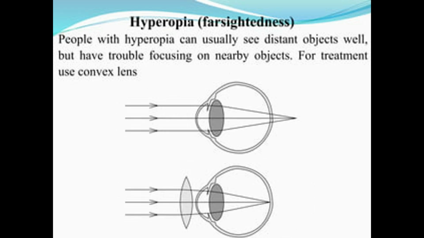Coming to the hyperopia, which is also known as farsightedness, what is happening is that in this the people will be able to see distant objects clearly, but they are having some trouble in focusing on the near objects. And it can be corrected using the convex lens. So in myopia, it can be corrected using concave lens, and in hyperopia, it can be corrected using convex lens.